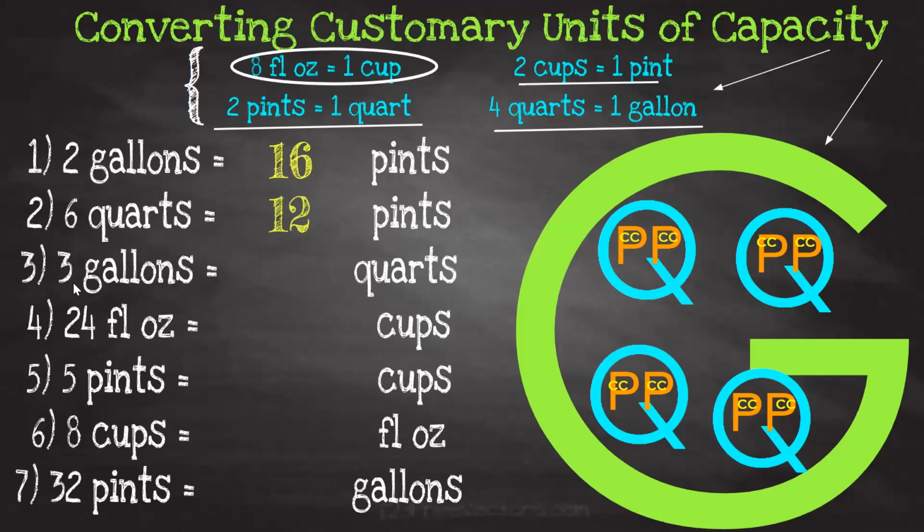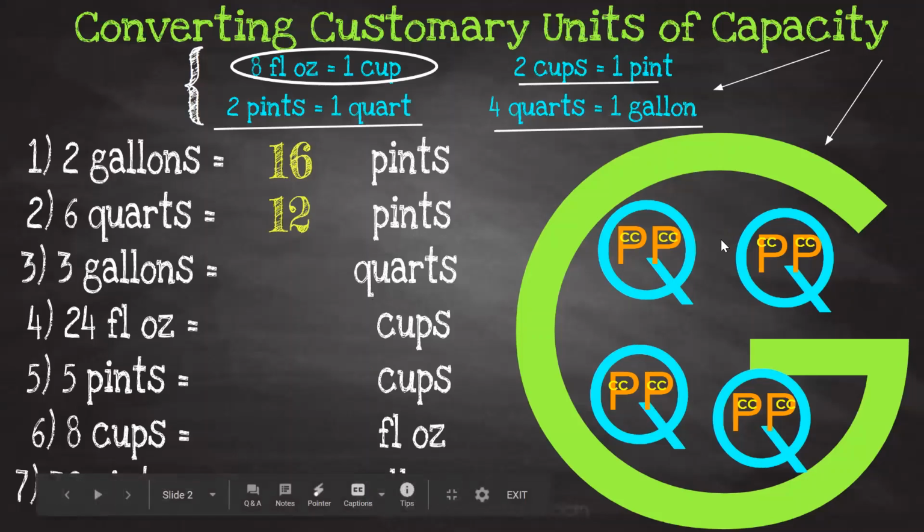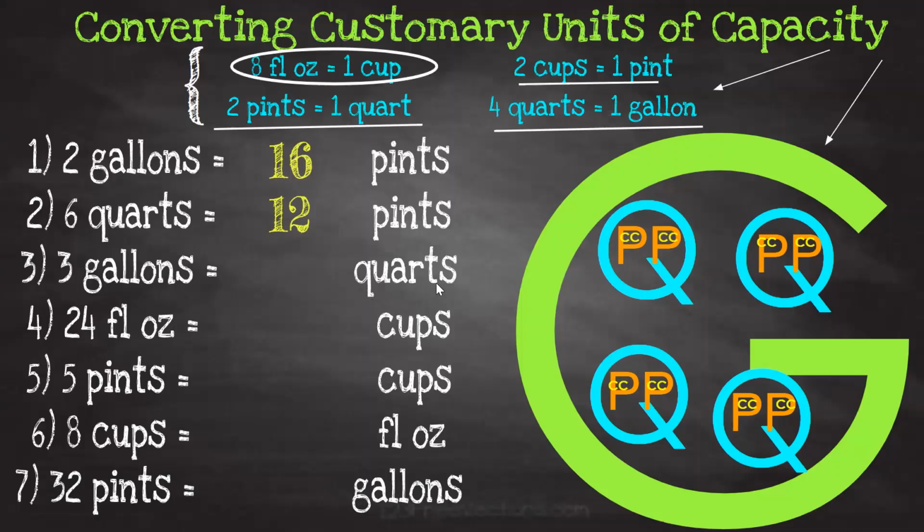Next, number 3 says 3 gallons equals how many quarts? What's bigger, a quart or a gallon? A gallon is bigger than a quart. Again, we're going from a larger unit to a smaller unit, so we multiply. How many quarts are in 1 gallon? 1, 2, 3, 4. So since we're multiplying, we take those 4 quarts and multiply it times the amount of gallons. 3 times 4 gives us, you guessed it, 12. So 3 gallons equals 12 quarts.